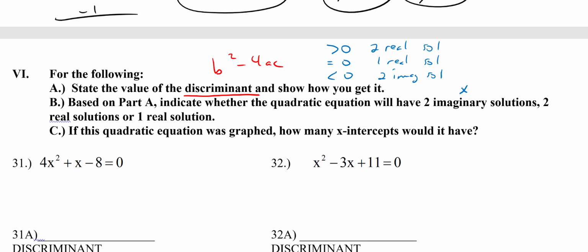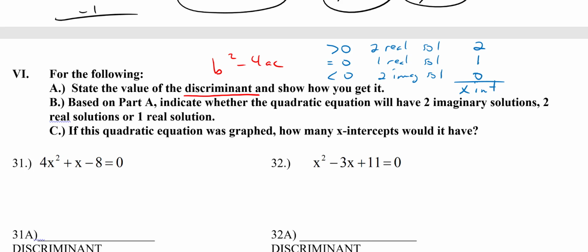So if I say x-intercepts, this is kind of going up because I ran out of room here. If it's 2 real solutions, it's going to cross the x-axis twice. If it's 1 real solution, it's going to cross it 1 time. And if it is 2 imaginary solutions, it's 0 times. That should be on your note sheet. Okay, that's important. So then when you do these problems, it's really pretty easy.